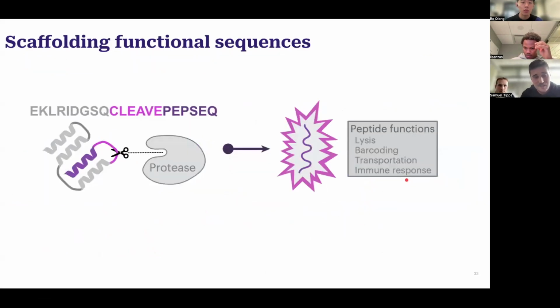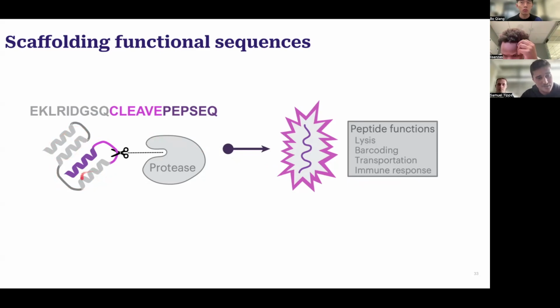And so next, building on these forms of sequence guidance, we implemented sequence scaffolding using the masked tokens that Jake and Sidney have described. You can incorporate functional sequences into a de novo or designed protein just by specifying what the sequence is, and then ProteinGenerator will fill in the blanks to generate a scaffold around those.